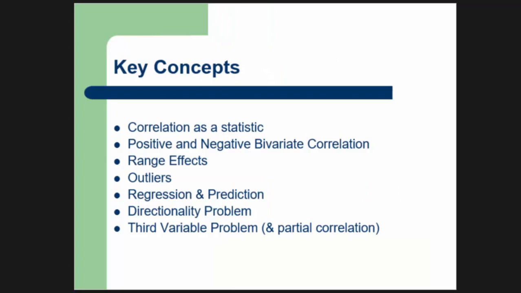Today I'm going to cover correlation as a statistic. We're going to talk about what is meant by positive and negative correlation, range effects, and the effect of outliers. We're going to cover regression and prediction, plus the directionality problem: which one is X, which one is Y. Then we're going to cover the third variable problem.